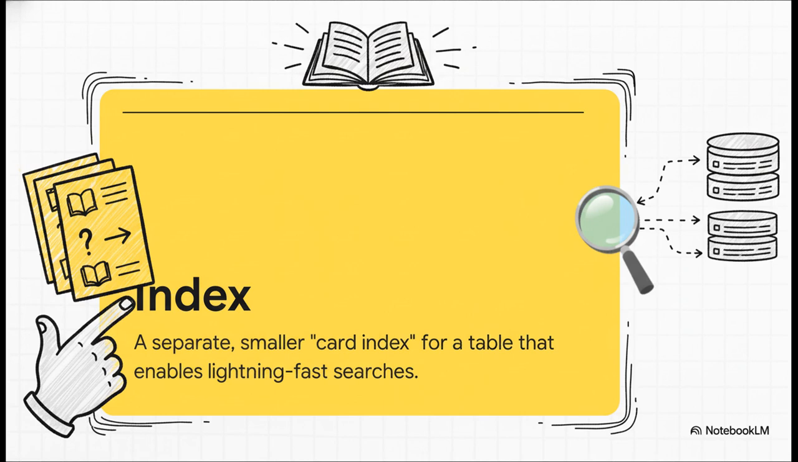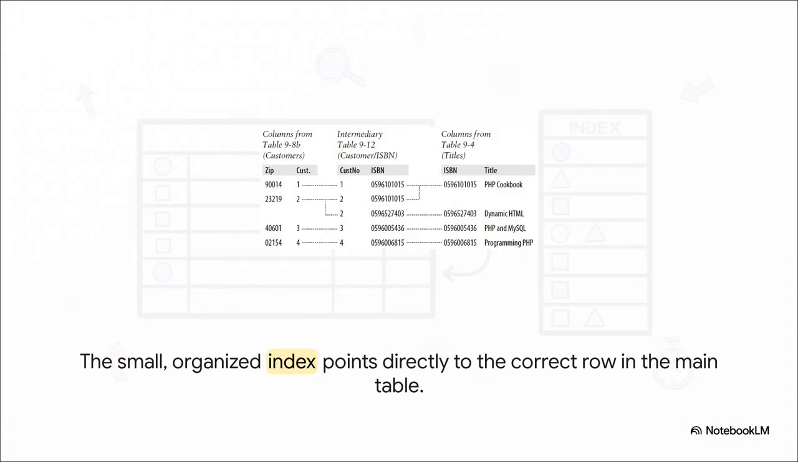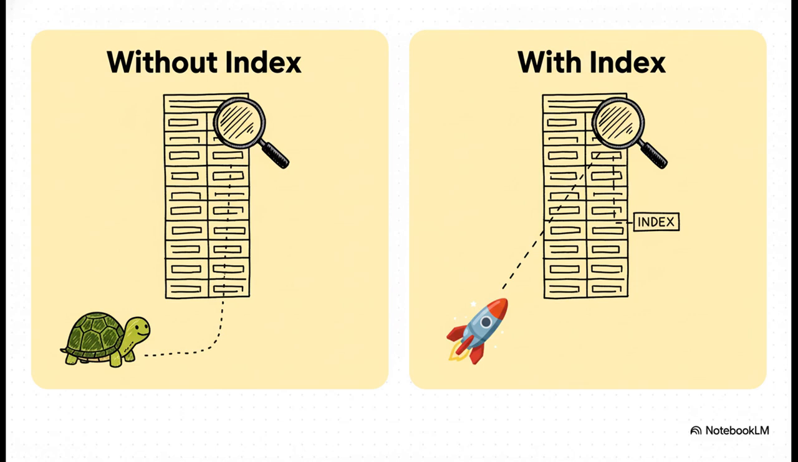In the world of databases, an index is a separate, much smaller table that acts just like that card catalog. It doesn't hold all the detailed info, it just holds 2 things: a keyword you can search for and a pointer to the exact location of the full record. That's it. And here's how it works in practice. Instead of scanning that huge main table, a search query goes to the small, organized index first. It finds the item there, and then, boom, it uses that pointer to jump directly to the correct row in the main table. It completely skips everything else. It's a massive shortcut.